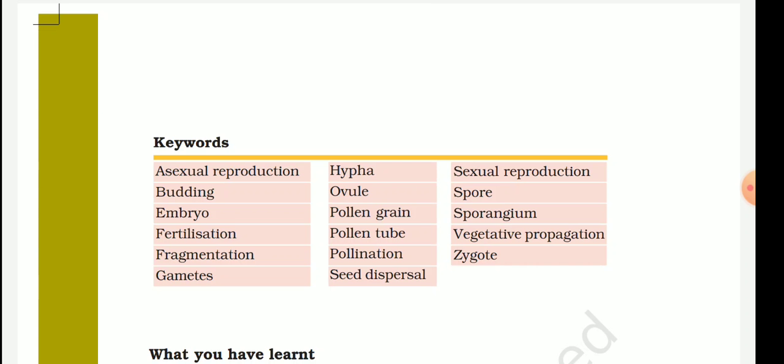Vegetative propagation, another type of asexual reproduction. And finally the zygote. You all know it is the result of sexual reproduction, or you can say the fusion. I told you life starts from a single cell and that single cell is called the zygote. It is formed after the fusion of male and female gametes. Clear? So these are the keywords. I hope all the keywords are clear to you.